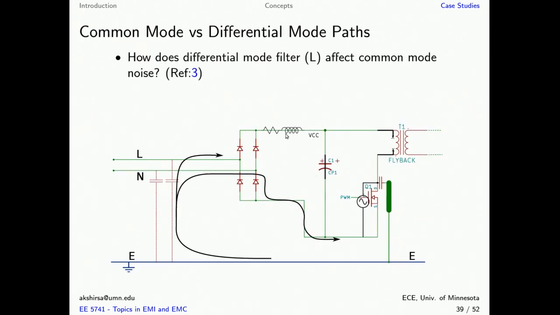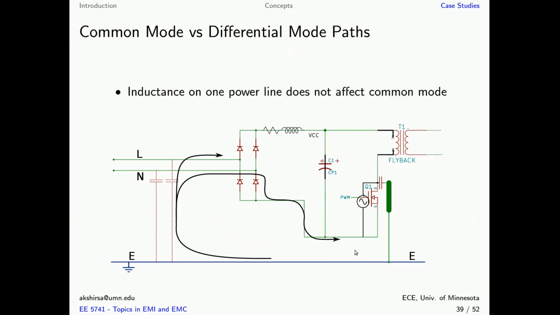So what is the solution for common mode noise? If you were to add the filter like we did earlier, this is not going to solve the problem entirely, because common mode noise has a bypass path through the other power line. So this is not going to help much. Inductance on one power line does not affect common mode noise.